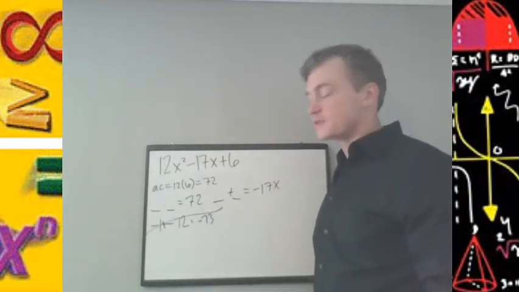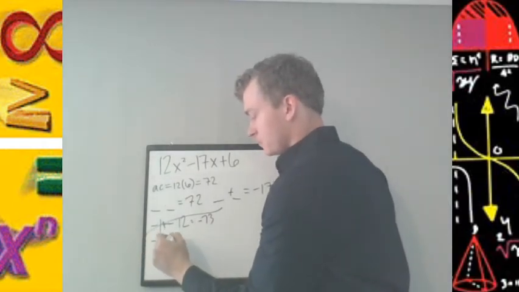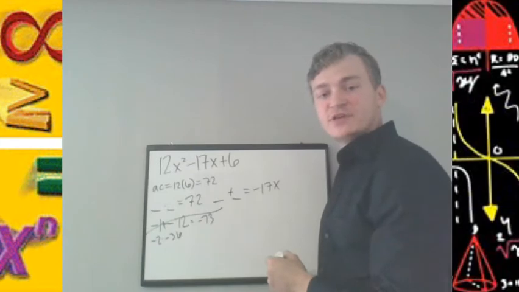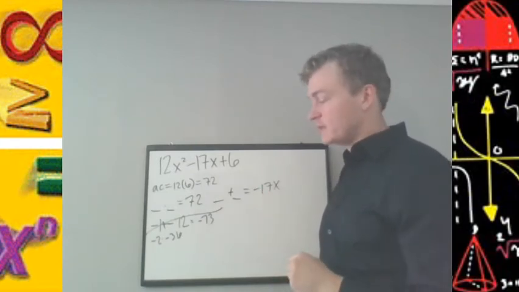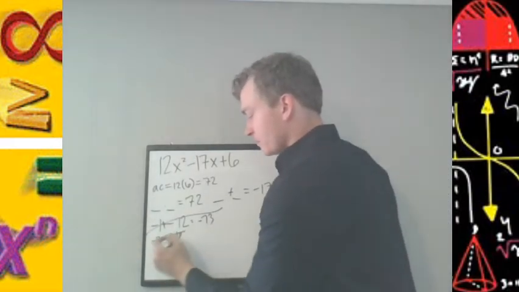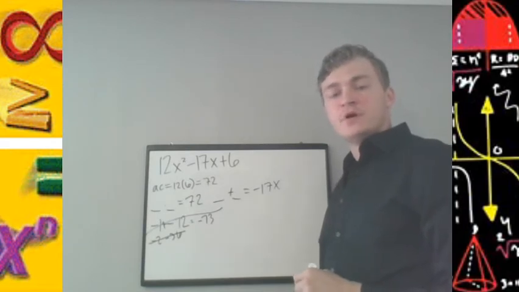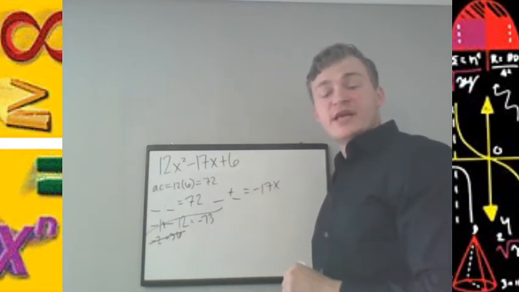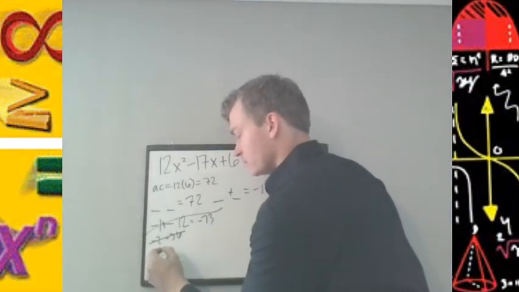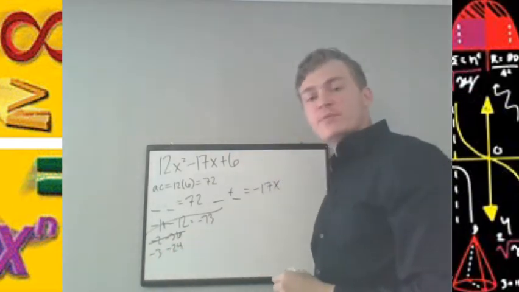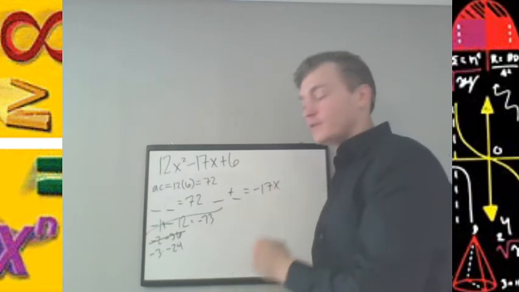What are our next pairings? Negative 2 times negative 36 multiplies to give us positive 72, but they combine to give us negative 38. So we don't want that one. What else do we have? 72 hours is 3 days, therefore 24 times 3 is 72. Negative 3 multiplied negative 24 is positive 72, but that combines to negative 27.